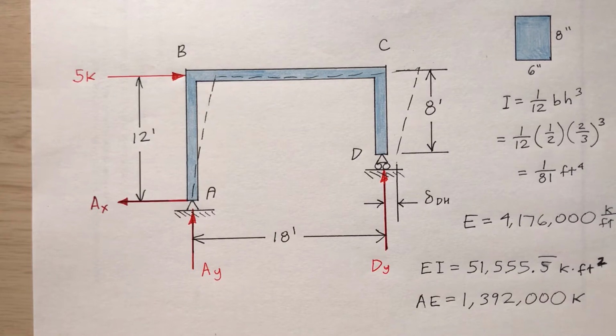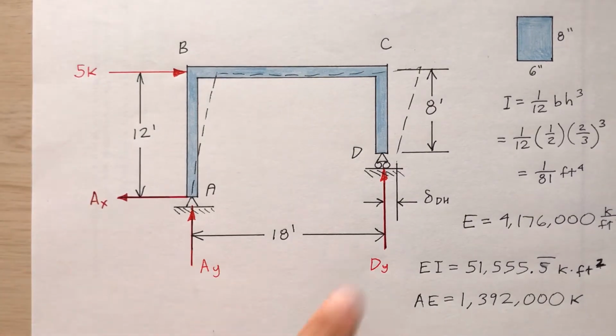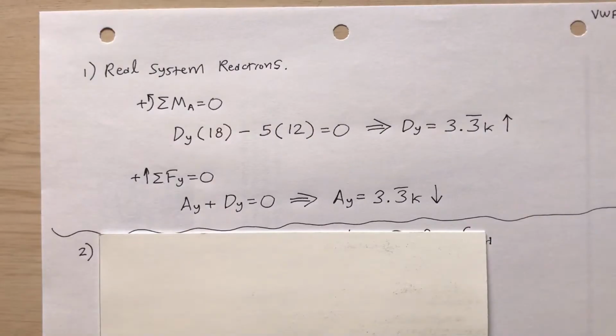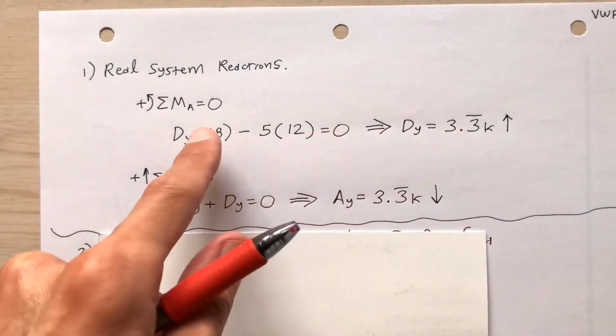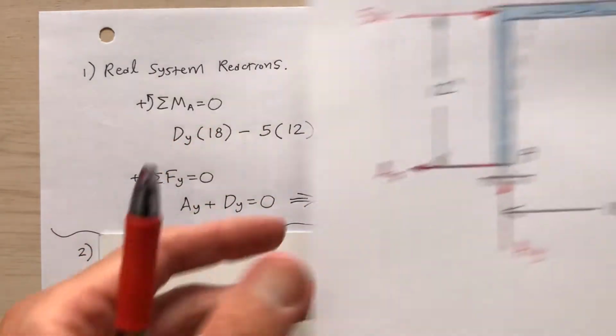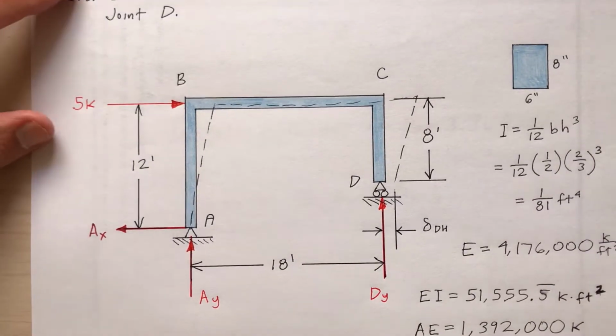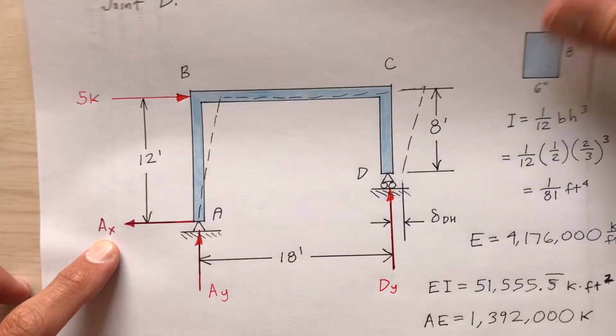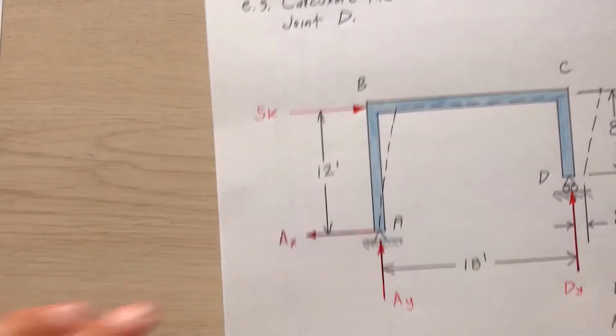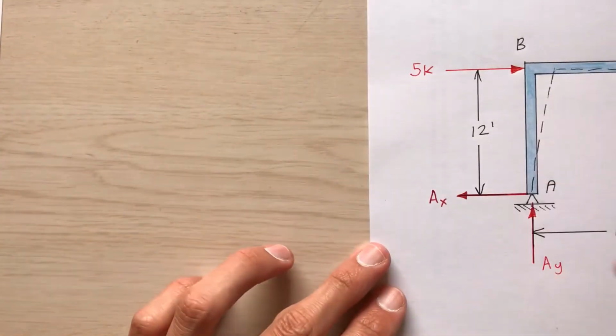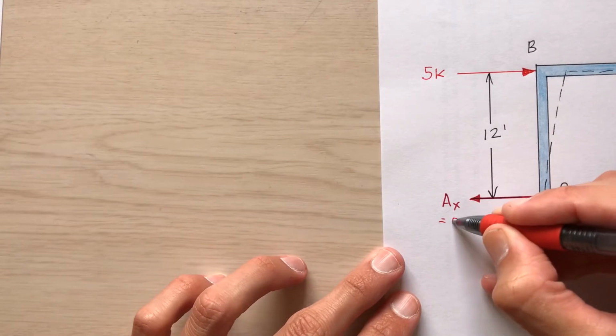Well, step one is to find the reactions, and we'll call that the real system. So here I calculate the real system's reactions. Okay, so let's go back to the original drawing. By inspection, I can tell you that A sub X is 5, because the sum of the forces in the X direction is 0. So I can tell you right now that's 5.